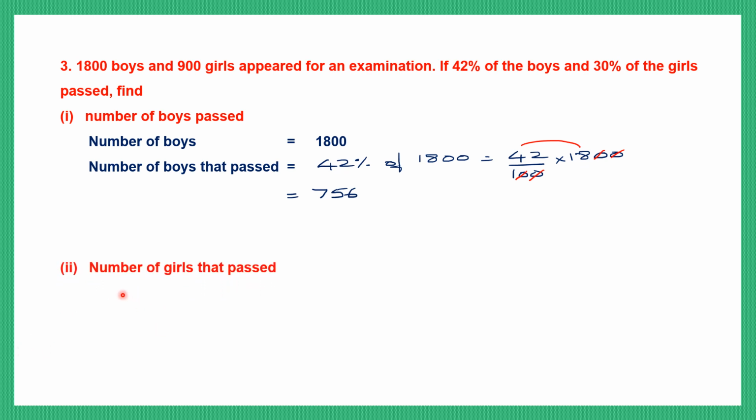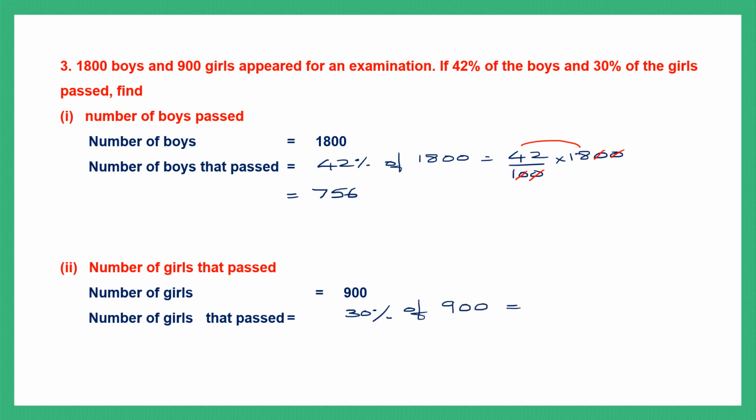Question 2. We have to find the number of girls that passed. So how many girls were there? 900 girls. So let's write the number of girls is 900. Out of that only 30% have passed. That means 30% of 900. Only this many have passed. So let's work that out.